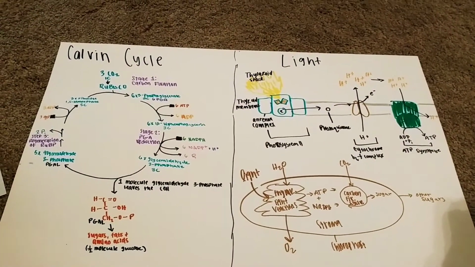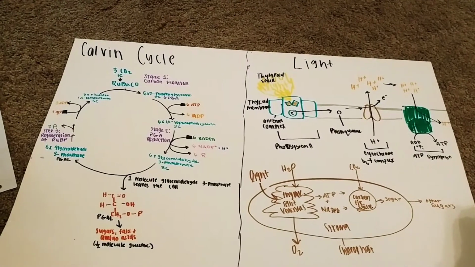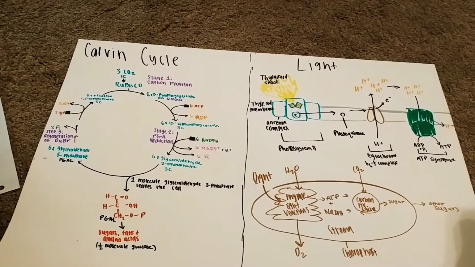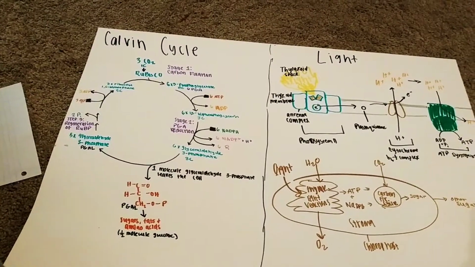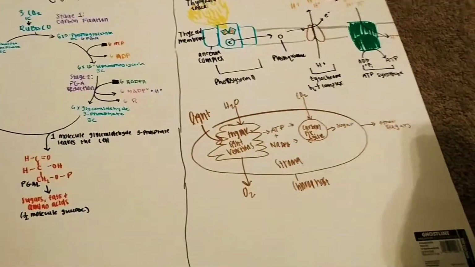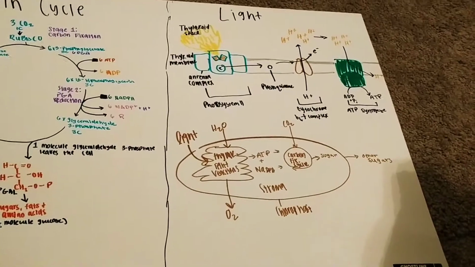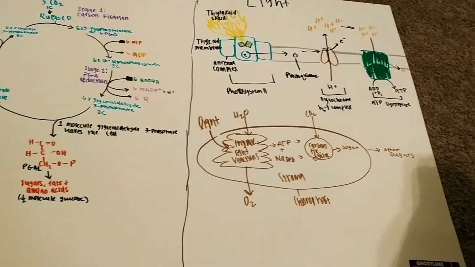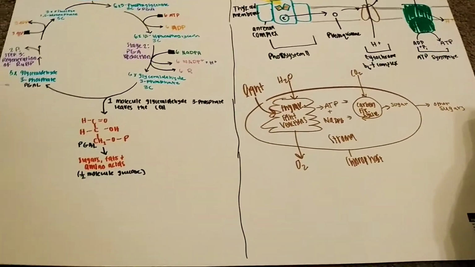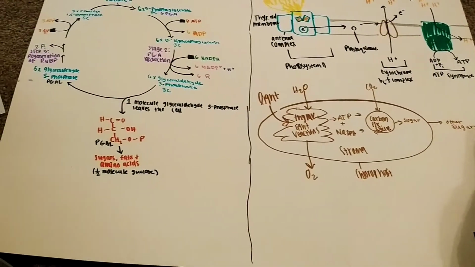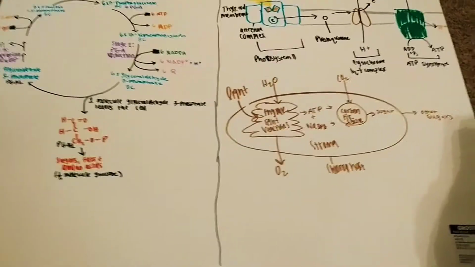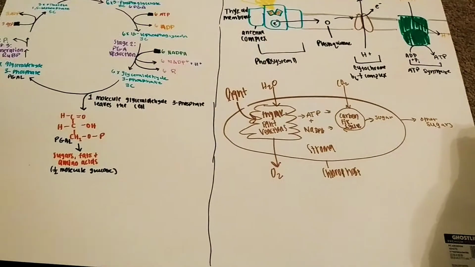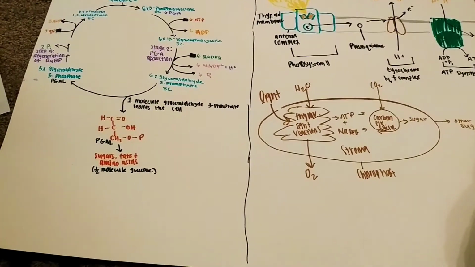So when it takes carbon dioxide from the atmosphere, rubisco catalyzes the first reaction, and it binds to a 5-carbon molecule called RuBP, and that makes a 6-carbon molecule that splits into 2 3-carbon molecules, and that's called carbon fixation.